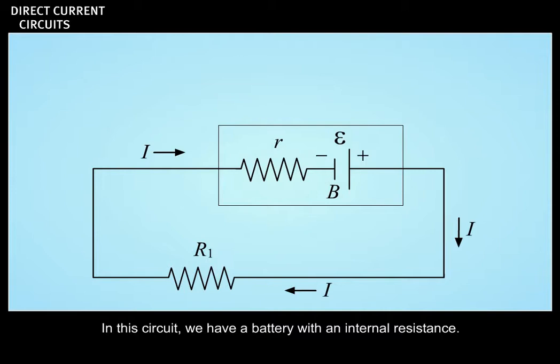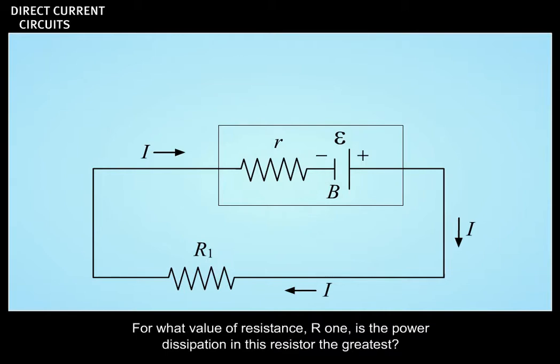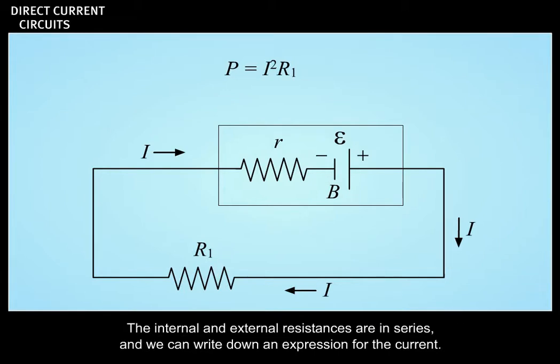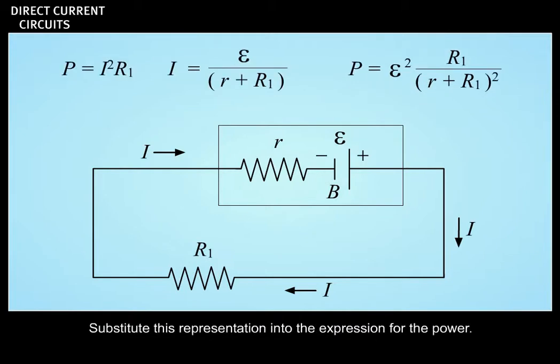In this circuit, we have a battery with an internal resistance. For what value of resistance, R1, is the power dissipation in this resistor the greatest? The power dissipated in the resistor R1 is the current squared times R1. The internal and external resistances are in series, and we can write down an expression for the current. Substitute this representation into the expression for the power.